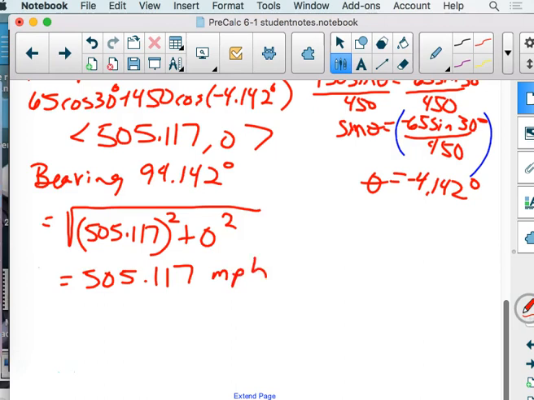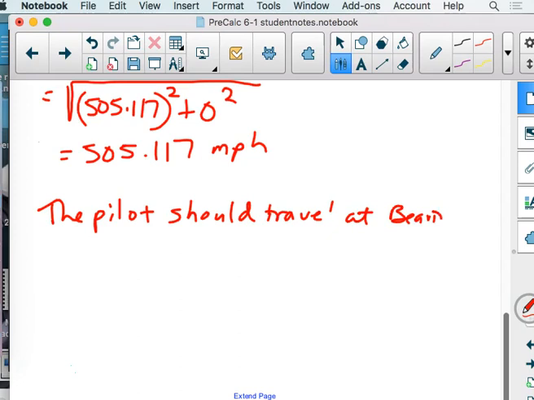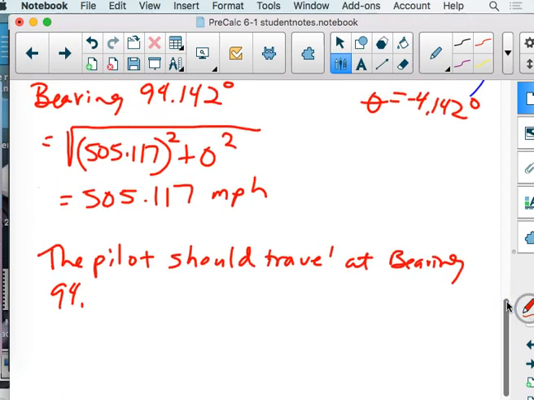And with a problem like this, I mean, look at everything we have up there. We probably want to put one sentence at the end, just explaining everything. The pilot should travel at bearing 94.142 degrees at 505.117 miles per hour. Bam.